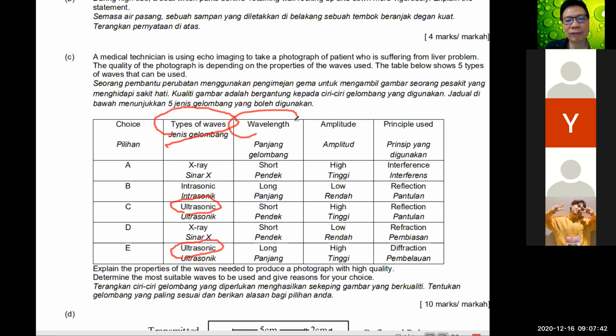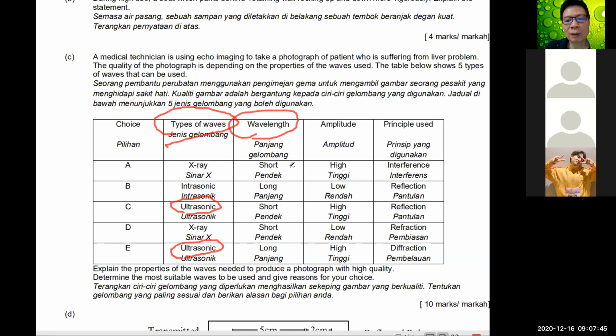Okay, the next one, wavelength. Short or long wavelength? This one is a bit difficult, we leave it first. The amplitude. Amplitude is something to do with the energy of the wave. So do we choose high amplitude or low amplitude? Mock, are you there? Yes, sir. Do you choose high amplitude or low amplitude? High. Yes, high. We want the wave to carry more energy. High amplitude means more energy so that it can penetrate into our body. You need to have a high energy wave.